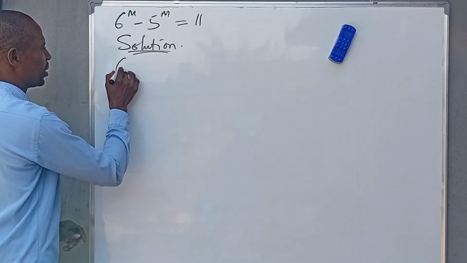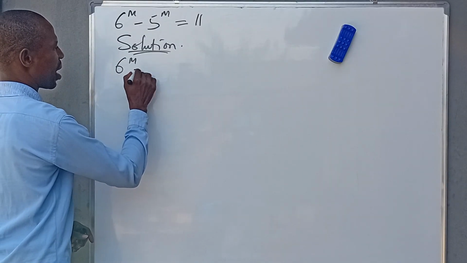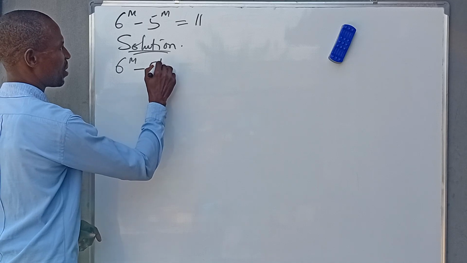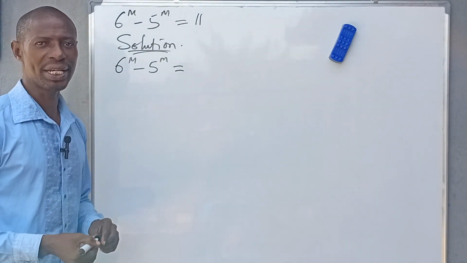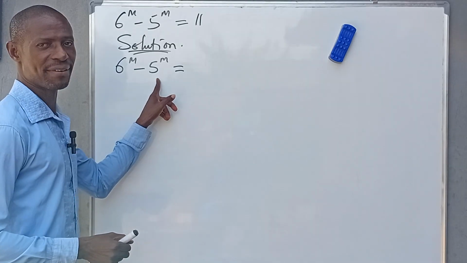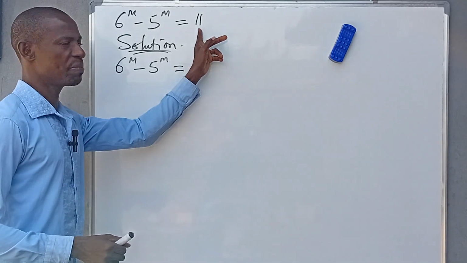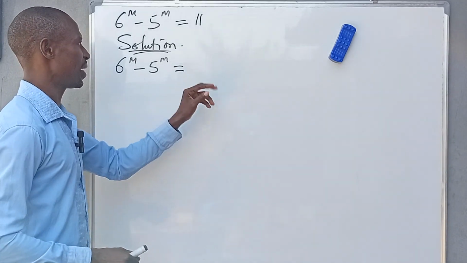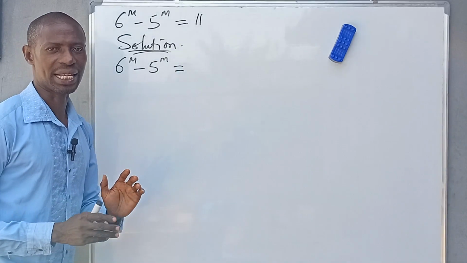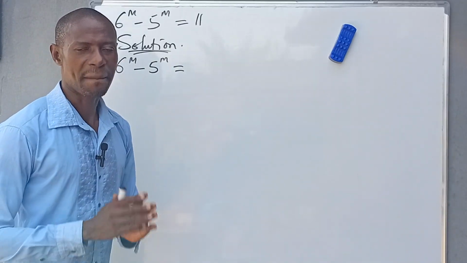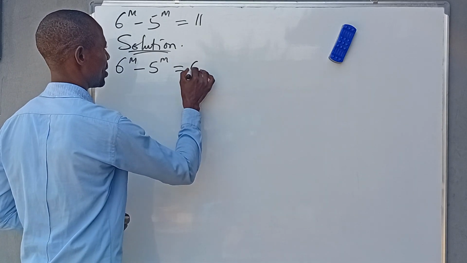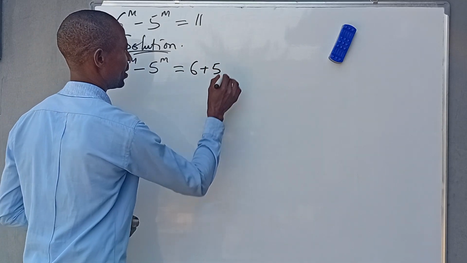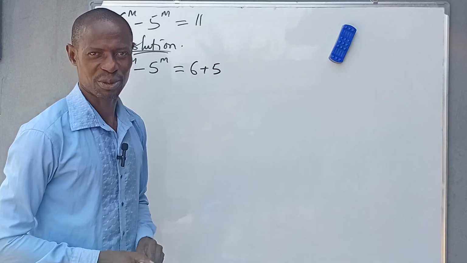Now we have the question here, 6 to the power of m minus 5 to the power of m equals, now there is a relationship between our 6 and 5 here with respect to 11. 11 can be written as 6 plus 5. So let's rewrite the right hand side. So we're going to have here 6 plus 5. That will give us 11, right?